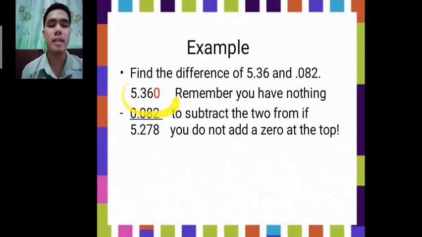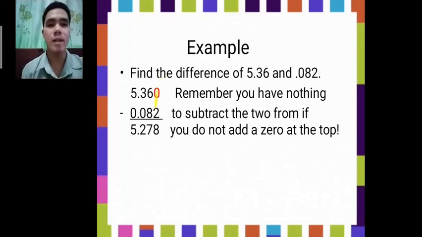So as you can see here, we have thousandths as decimal places, and here we have hundredths only. So we have to make it thousandths as well. So 5.36 will become 5.360. Okay, to even up the given decimal numbers. Now let's proceed to subtraction.